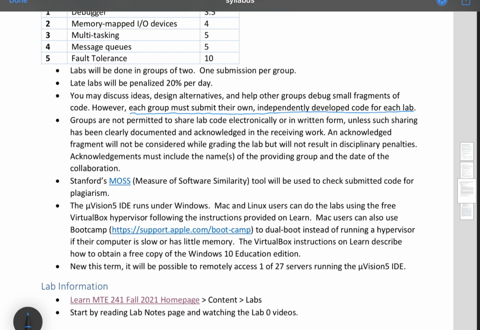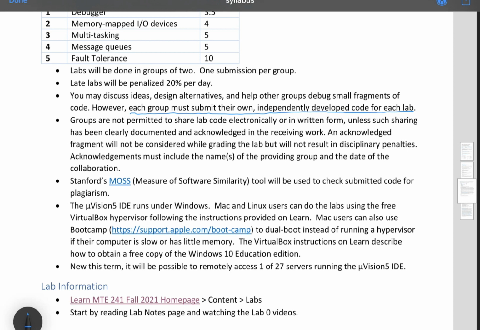So Microvision 5, the IDE that we're using, is only designed to run under Windows. So we need a workaround for Mac and Linux users, and you can use the VirtualBox hypervisor. This is actually what I use. I'm running Linux on my laptop. I'm running Kubuntu, if you care. So it's Ubuntu with the KDE Plasma 5 windowing system. Anyway, you can run this hypervisor, and it lets you run Windows as kind of another process. And it's quite good. I find it works just great.